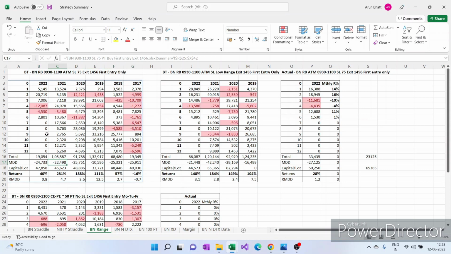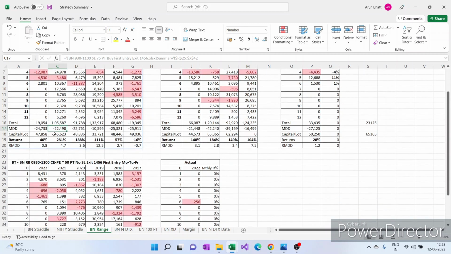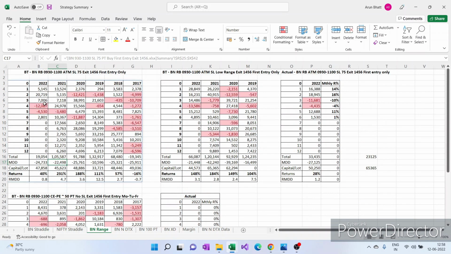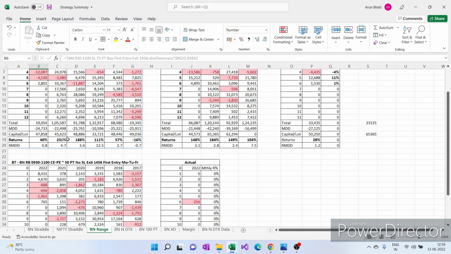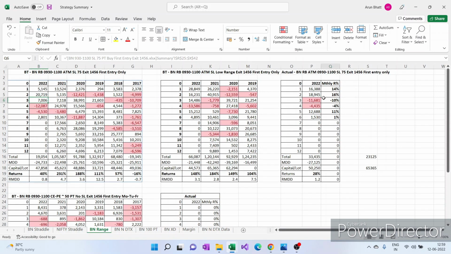But what happens when we do that point based stop loss? We'll compare with the actuals when we get there. This is my actual, which I started with this 75 point. You can see the first 2 months are matching, and then the third month it is okay. So this is the actual.